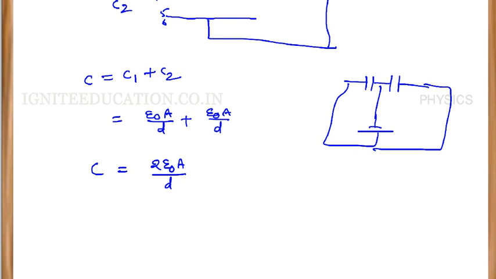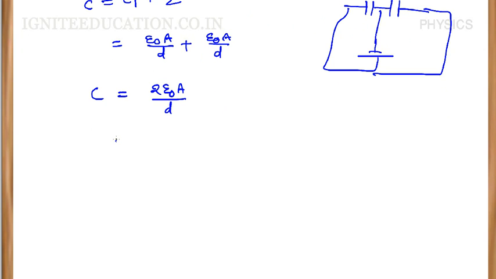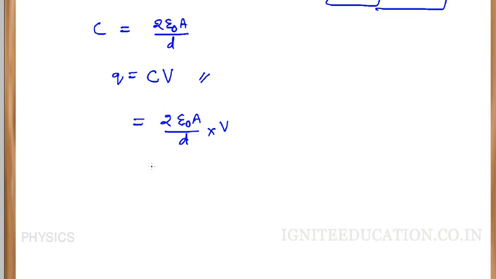Then what is the charge on the system? Charge Q is equal to CV. We already know this, that is equal to 2 epsilon naught A by D into V. So the whole charge deposited on the system is 2 epsilon naught AV by D.